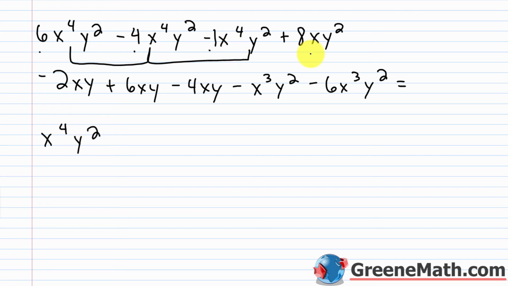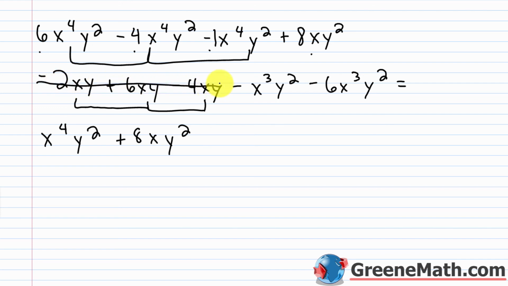And then next I have this 8xy squared. Nothing to match with that, right? No like terms for that. And then here I have negative 2xy, I have positive 6xy, and I have negative 4xy. So negative 2 plus 6 is 4. 4 minus 4 is 0. So what happened there? Those are going to be eliminated, right? They're going to cancel each other out because 0 times anything is just 0. So these, you could line them out, right?